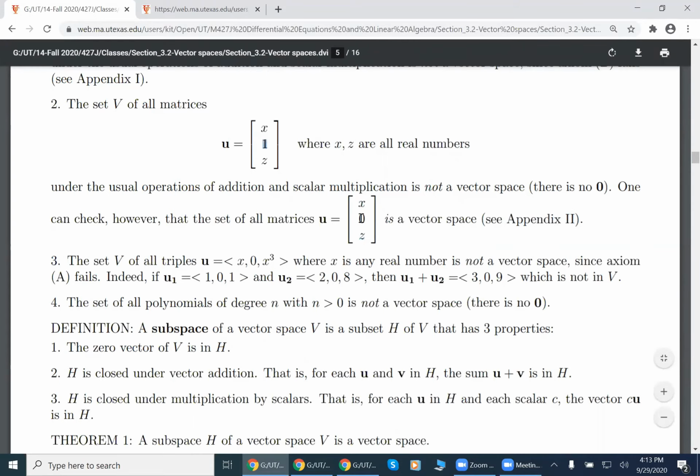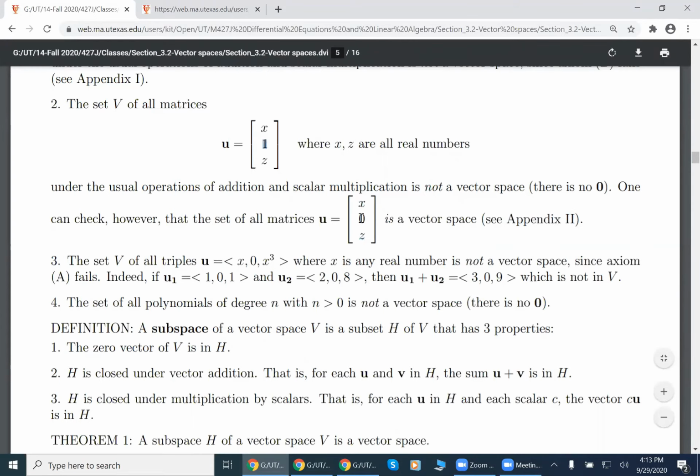Okay, now let us continue. Let us go back to appendix 2. Once again, in appendix 2, I show that the set of all such matrices is a vector space. Solution number 1 is pretty long. We check all 10 axioms. However, solution 2 is much shorter. In solution 2, in order to show that this set is a vector space, we use Theorem 1. What is Theorem 1?